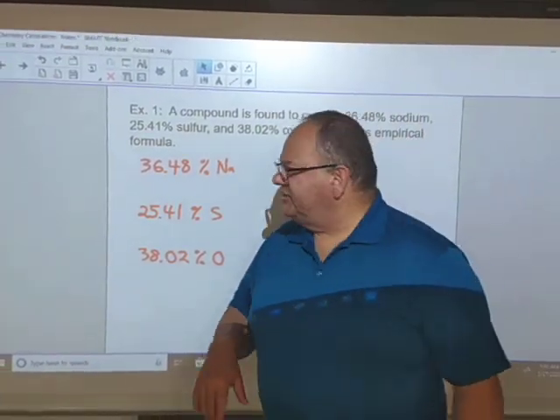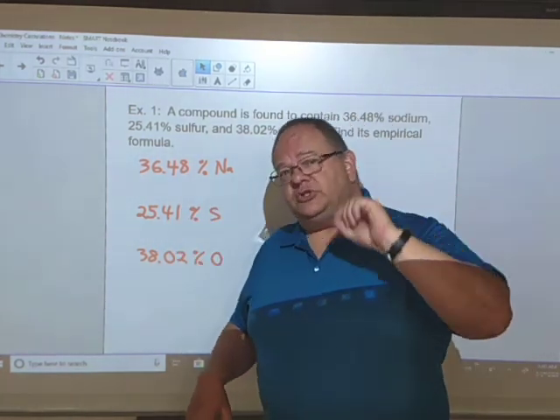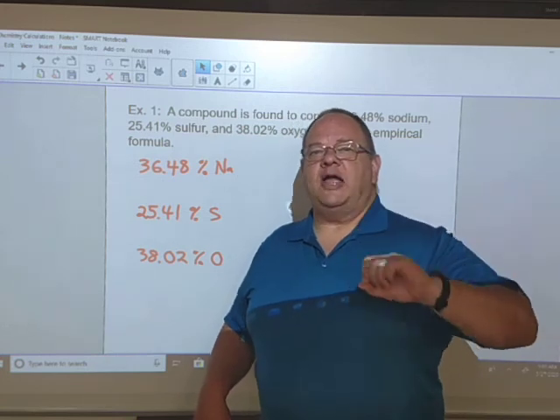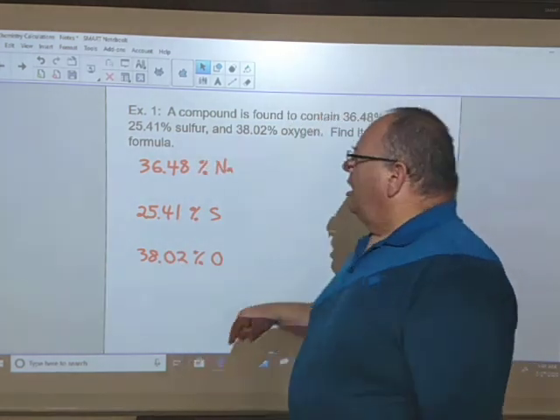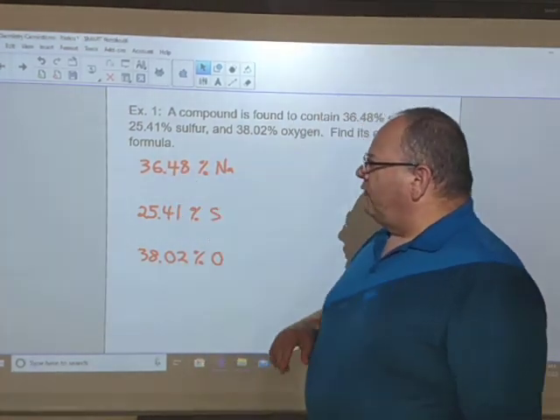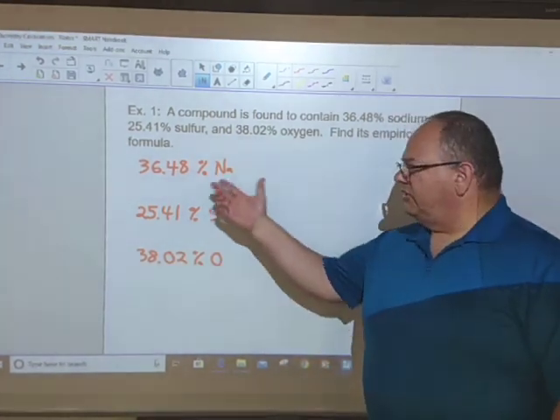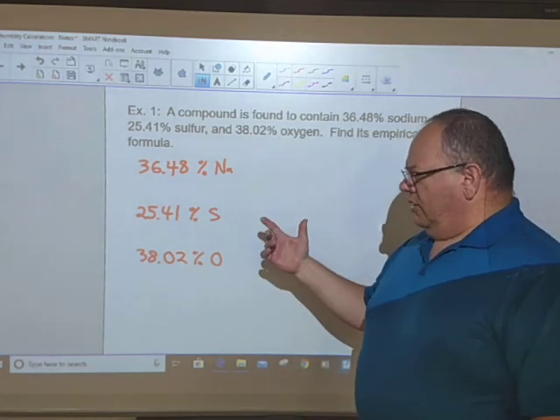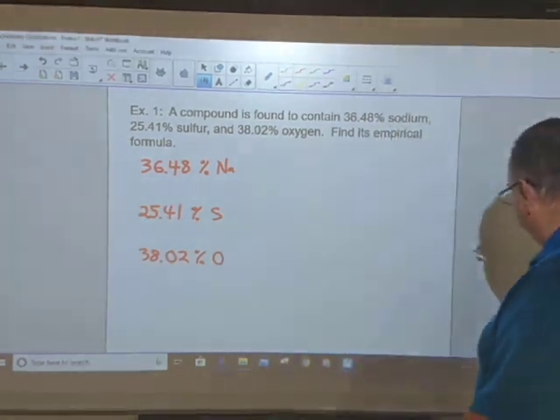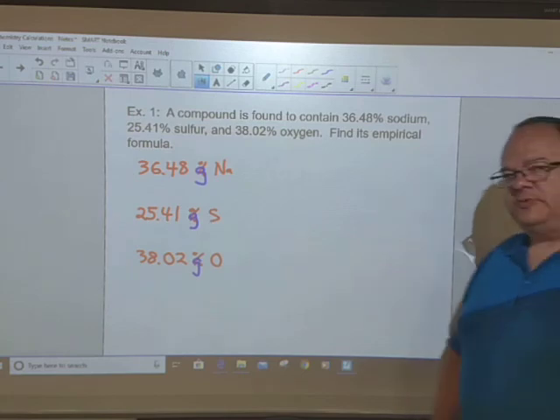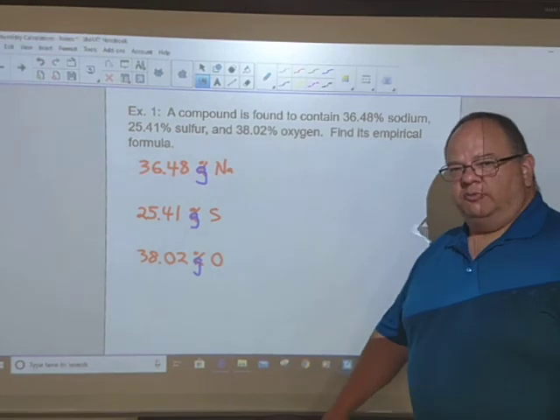So the reason that's important is if it doesn't matter how much we have, as long as we're starting with percents, let's choose a number that makes our math easy. What if I imagine having 100 grams of whatever compound this is? Of that 100 grams, 36.48% of it is sodium, which means it's going to be 36.48 grams of sodium and 24.41 grams of sulfur. So when I say change percent to grams, literally, I'm saying change percents to grams. If you have percent information, just cross that out and replace it with grams.